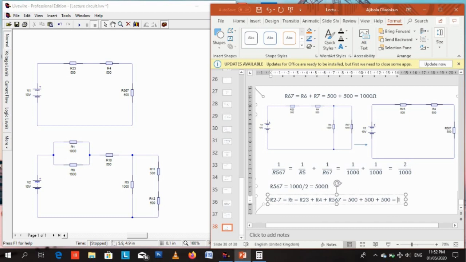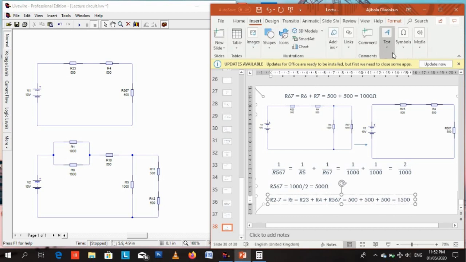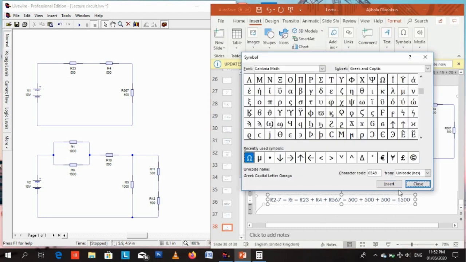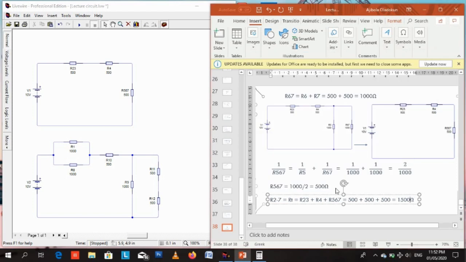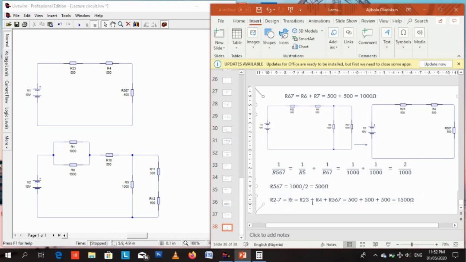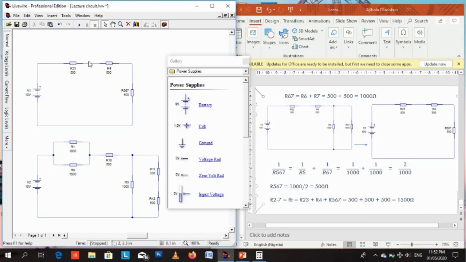So like we said, R27 is the total resistance from R23 plus R4 plus R567. So 3 resistors in series connected together. We added the 3 of them together, each of them are 500 ohms. That gives us a total of 1500 ohms. So this will mean that the equivalent resistance of the entire circuit will be 1500 ohms.